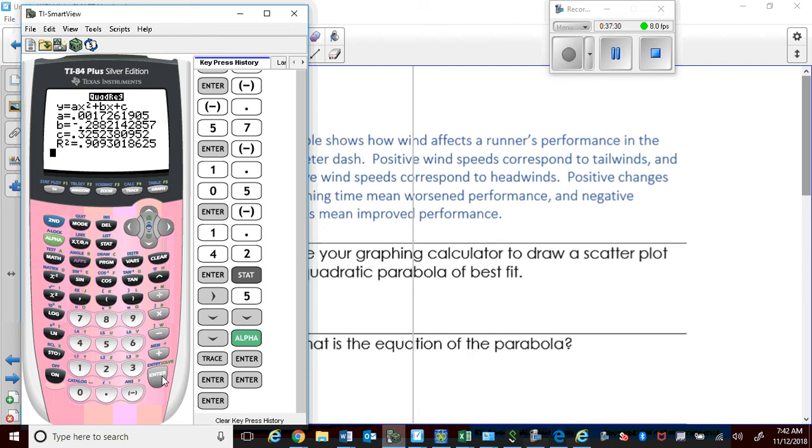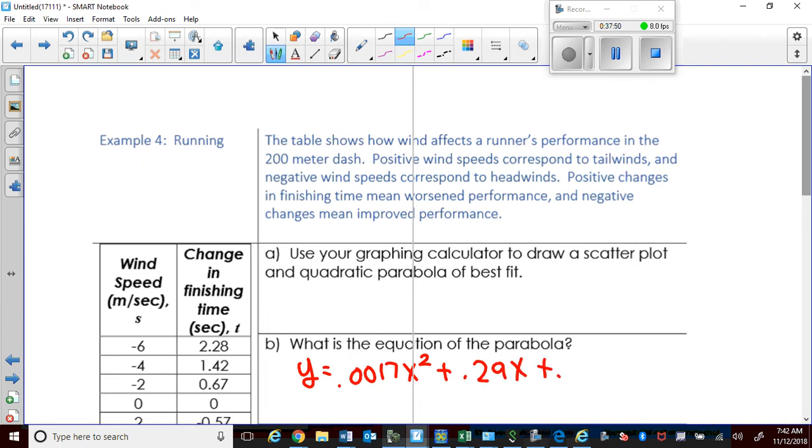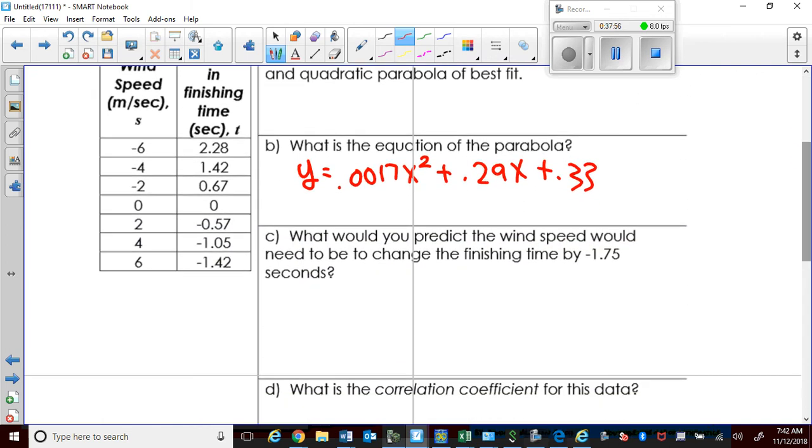So I'm going to write the equation first. So I go down, write the equation. I get y equals 0.017x squared plus 0.29x plus 0.33. Okay? Now, what would you predict the wind speed would need to be to change the finishing time by negative 1.75 seconds? So what do you predict x should be? So we're looking for x when y equals negative 1.75.